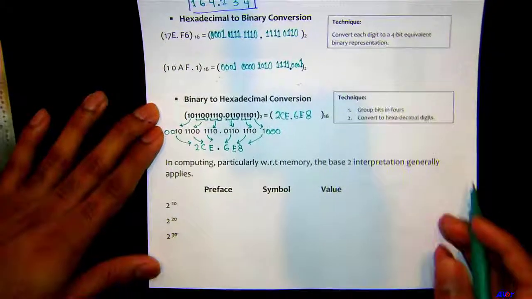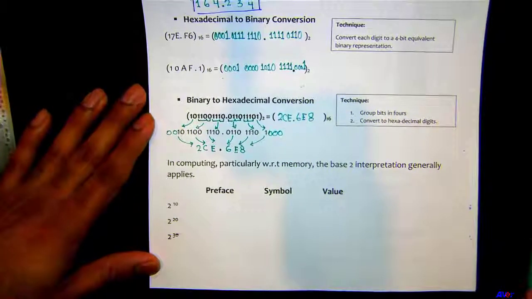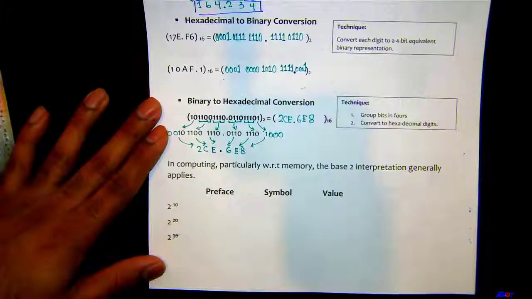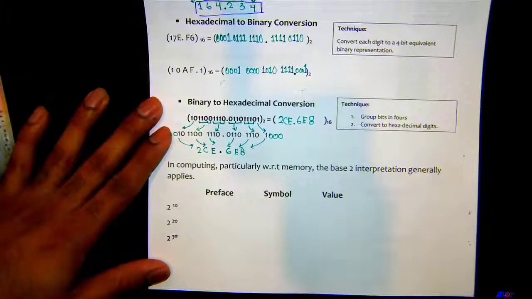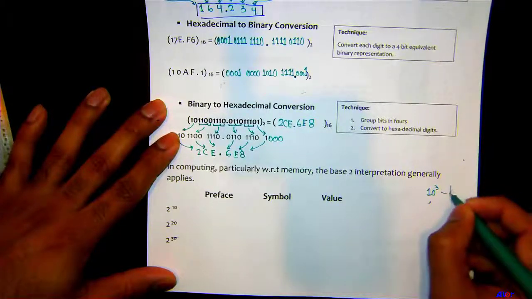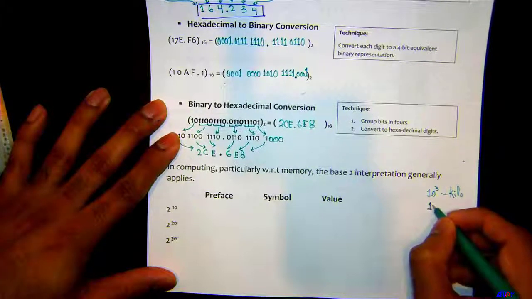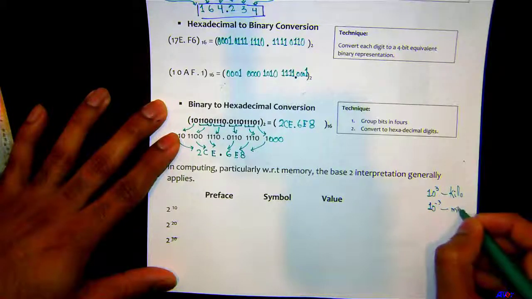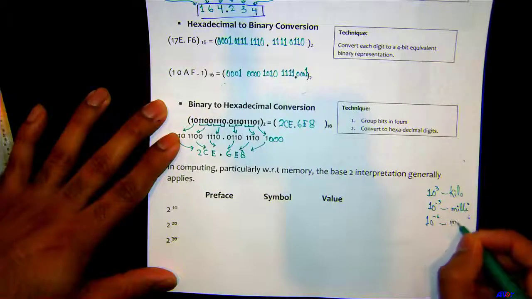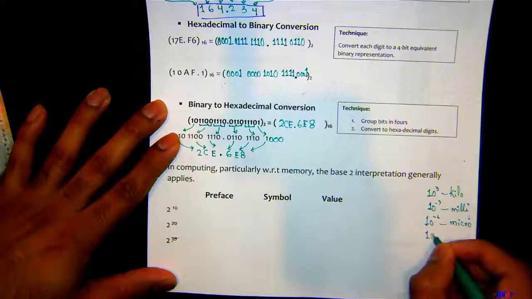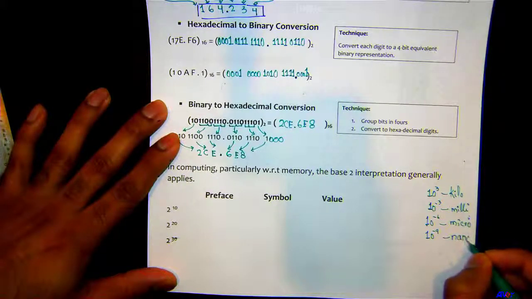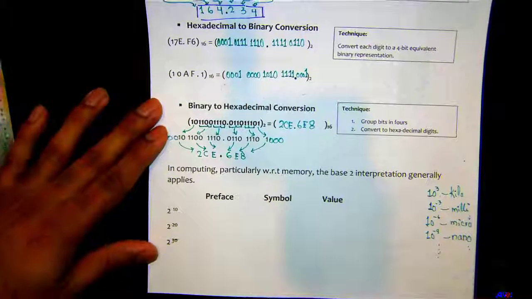Okay, pretty basic. Now in computing, particularly with respect to the memory, the base 2 interpretation generally applies. We are so much used to using a decimal number system that we understand what kilo is, which is basically 10 to the power 3. We know 10 to the power negative 3 is milli. We know that 10 to the power minus 6 is micro. We understand that 10 to the power 9 is nano, and so on, right? In a computer world, it's a little different, okay?